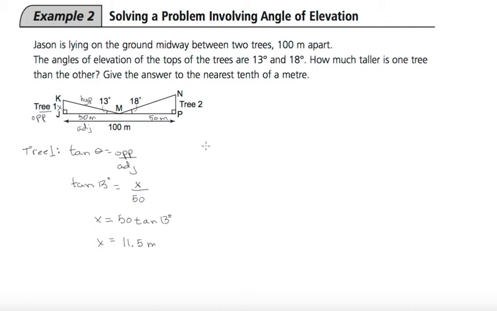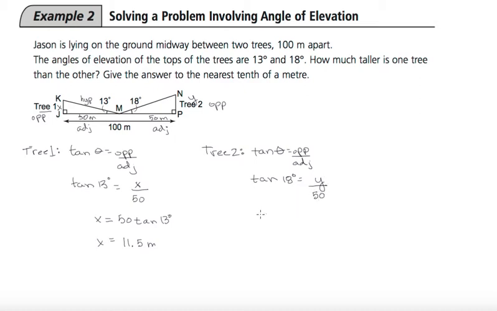Now let's look at tree 2. Well, here's my angle. Again, this is my hypotenuse, so this is still my opposite. This is still my adjacent, so I'm still dealing with tangent and in very similar ways. So tan theta is equal to opposite over adjacent. My angle in this case is 18 degrees. I don't know my opposite. Let's call that y. We want to use a different variable. We already used x. y over my adjacent is 50.